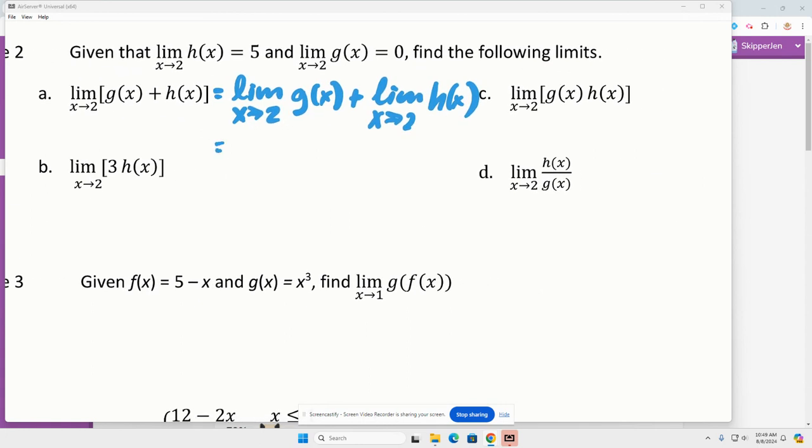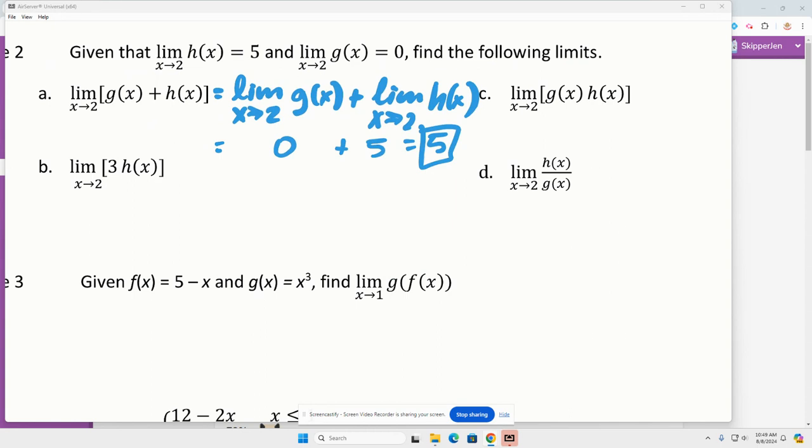I definitely didn't give you guys enough room. I don't know why I didn't spread it out here on the back, but that's okay. All right, so I know from the directions in the problem that this is going to be 0, and that is going to be 5. So when I add them, I just get 5.